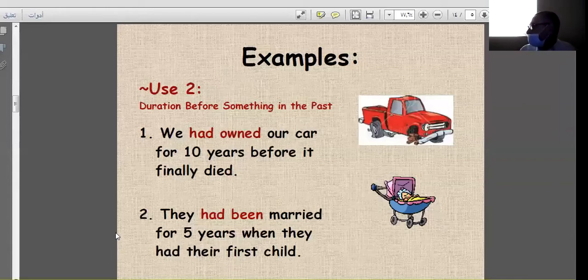What had happened first? Sorry. Been married. They had been married. Okay. Of course, they had been married first. Then the child came, after 5 years. So the first action is marriage. Then the second action is the birth of the child. So I think now it's clear. We have more.